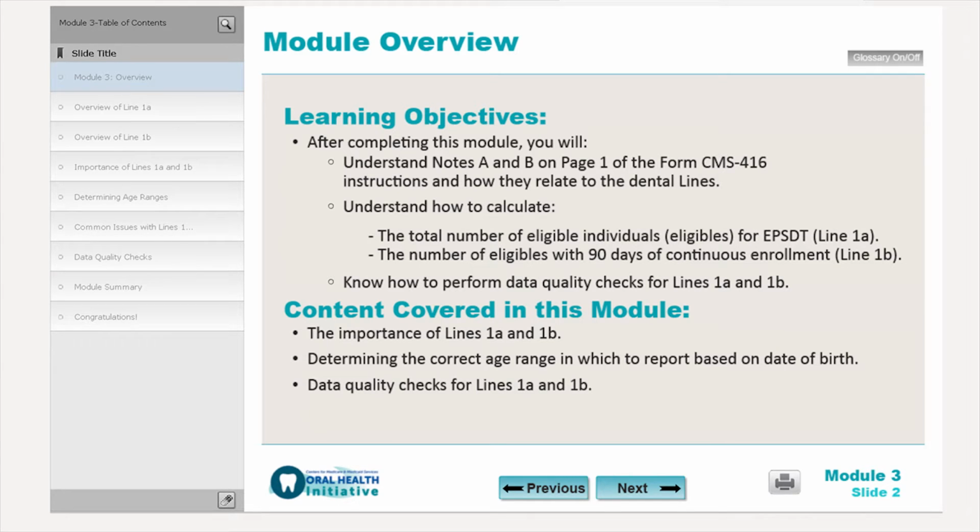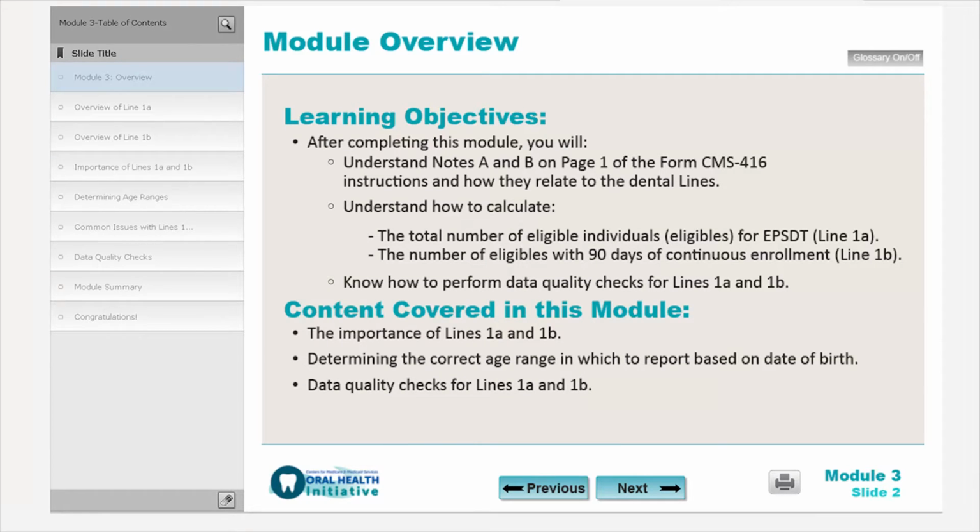This module will cover several learning objectives and additional content related to Form CMS-416 specifications on lines 1A and 1B. After completing this module, you will understand notes A and B on page 1 of the Form CMS-416 instructions and how they relate to the dental lines. You will understand how to calculate both the number of eligible individuals, also known as eligibles, for EPSDT, which corresponds to line 1A, and the number of eligibles with at least 90 days of continuous enrollment, which corresponds to line 1B. You will also know how to perform data quality checks for lines 1A and 1B.